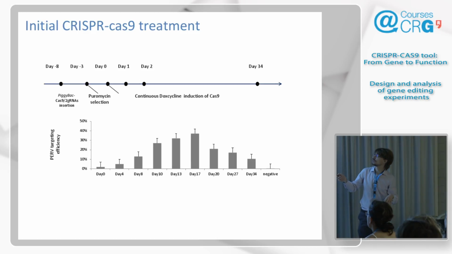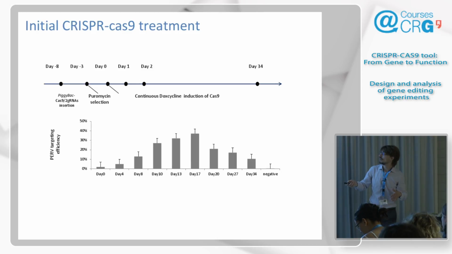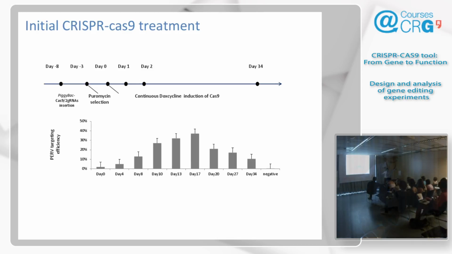After the selection took place, we assume that this has been stably inserted into the genome. Then we started doxycycline induction, and we harvested cells at different points and measured how much editing. As you see, the editing goes from low to high, and then it goes low again. So at the point of maximum editing, we harvested the cells.